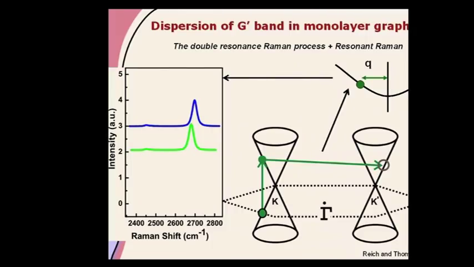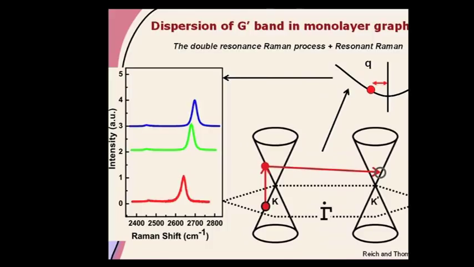And now if I come in with red light here, it's an even smaller wave vector. And so you can see that the G prime band has a very large shift, but I'm going to show you some others that have even more shift later on, which is very unusual in second order processes. So the shift here is 100 wave numbers per eV. That's very large for Raman scattering.